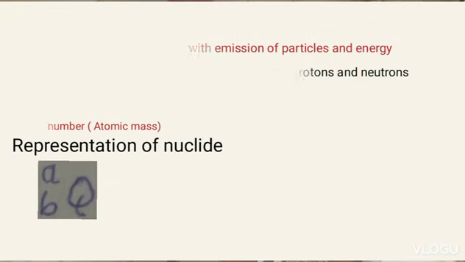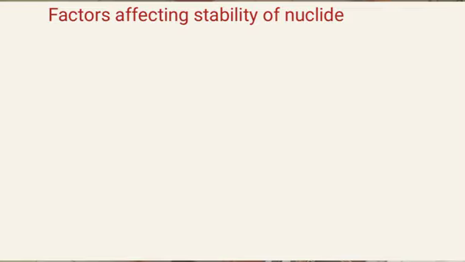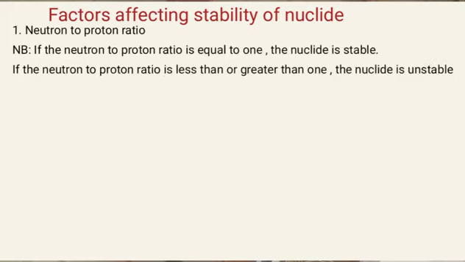From there, you need to know factors that affect stability of a nuclide. Mainly, there are three factors. Factor number one, neutron to proton ratio. If the neutron to proton ratio is equal to 1, then the nuclide is stable. Therefore, it will not undergo radioactive decay. But if the neutron to proton ratio is less than or greater than 1, then it means the nuclide is unstable. Therefore, it is likely to undergo radioactive decay.